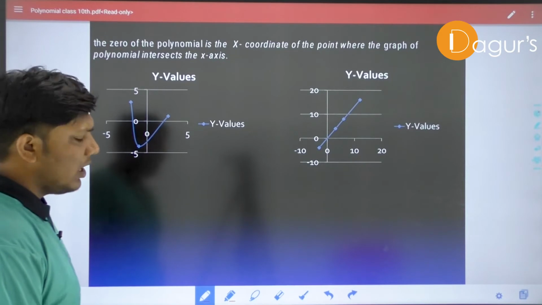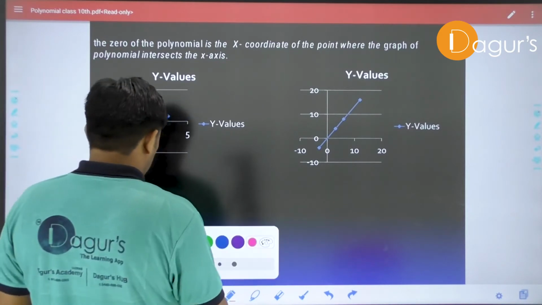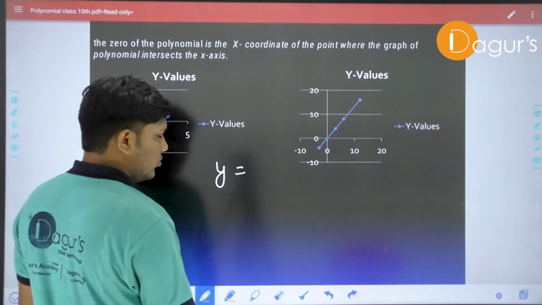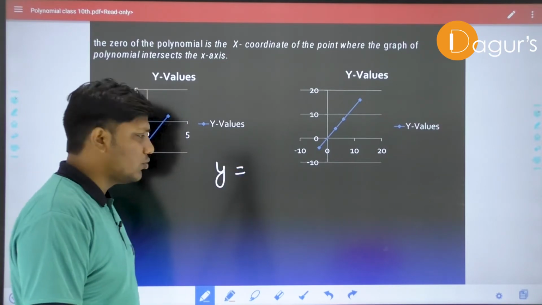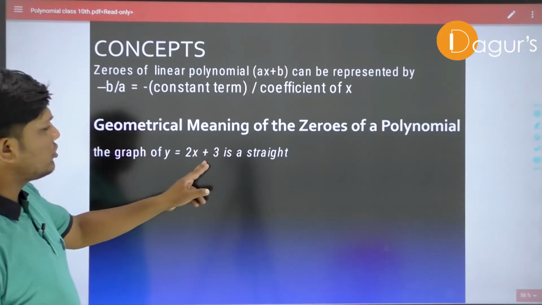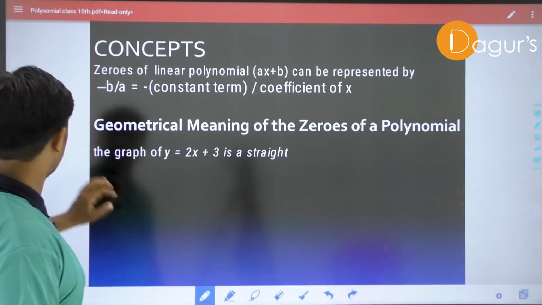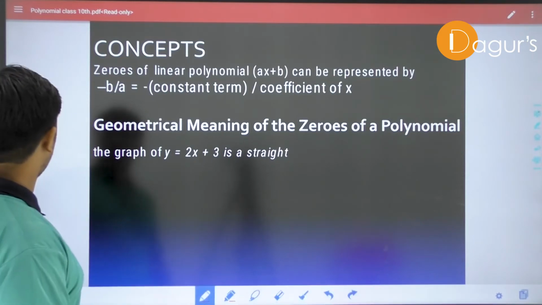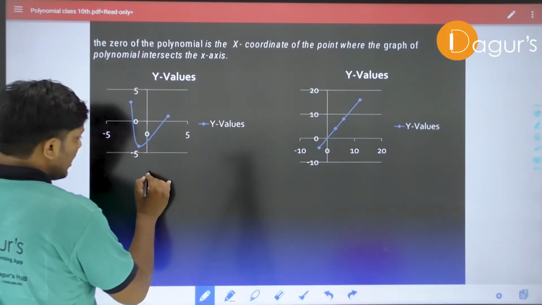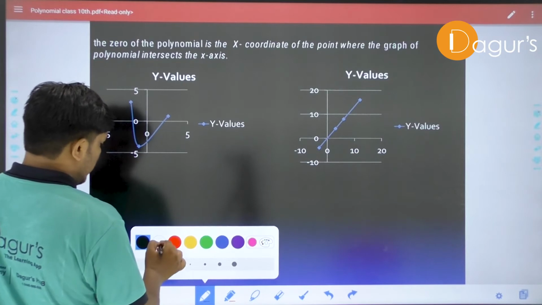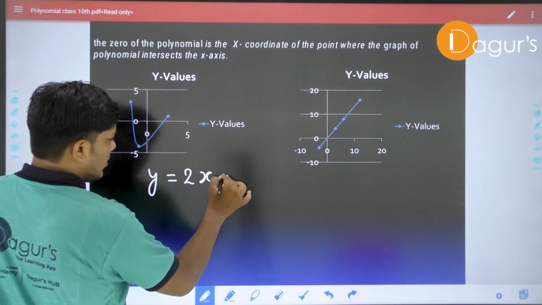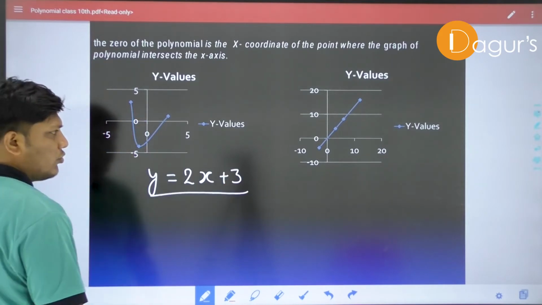Here, what exactly is the term? The term is y equals 2x plus 3. Look over here once again, if you don't know. y equals 2x plus 3. Just write it down here. I am writing it here: y equals 2x plus 3.